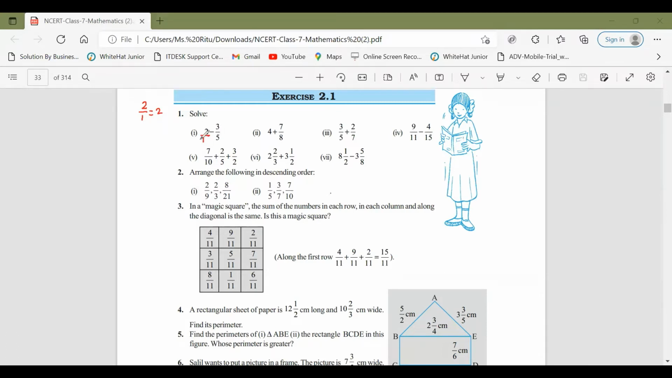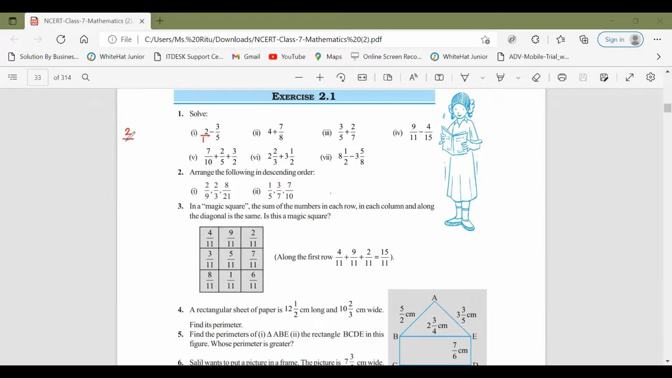If you check the denominators, here it is 1 and here it is 5. So the denominators are not the same. When the denominators are different, we take the LCM. So the LCM of 1 and 5 is 5. Now that you have the LCM, you have to make the denominators 5 in both the fractions.